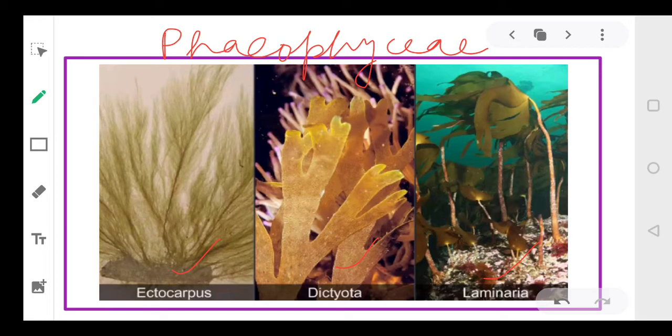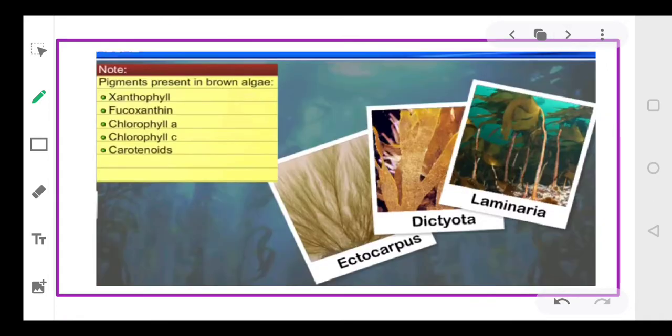They may have a simple structure, right? As in this case, you can see they are filaments. So they can have a filamentous structure, as in the case of Ectocarpus, and they can have a branching structure as in the case of kelp, which can reach up to 100 meters. Kelp is also a very good example.